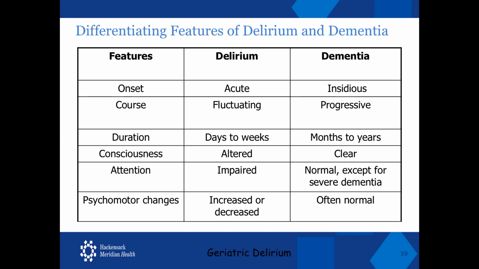Again, the duration: no matter what type of dementia you're dealing with, you're still looking at months. You're not looking at days or weeks. If you're talking about days and weeks, you're dealing with delirium. Dementia doesn't affect consciousness. If there's an altered level of consciousness, it's delirium. That's how you distinguish baseline dementia with superimposed delirium, when you start getting altered consciousness. Attention is not impaired in your dementia patients until late, so they're able to participate in conversation. That also helps us tease out delirium versus dementia. And psychomotor changes are not a common feature for your dementia patients.